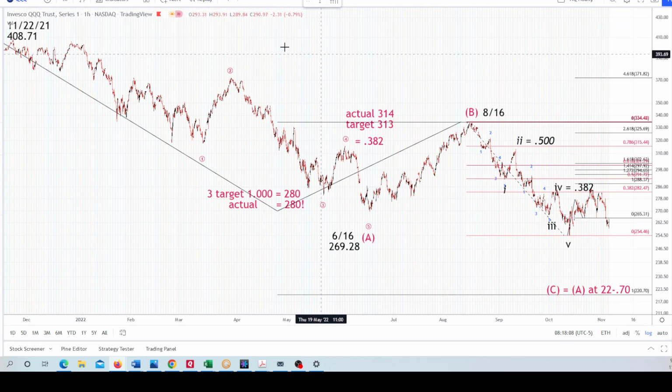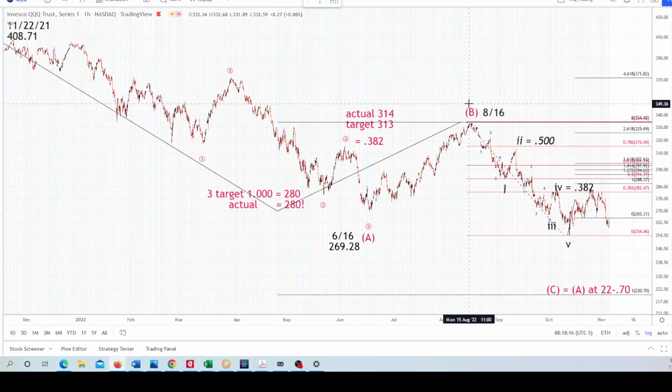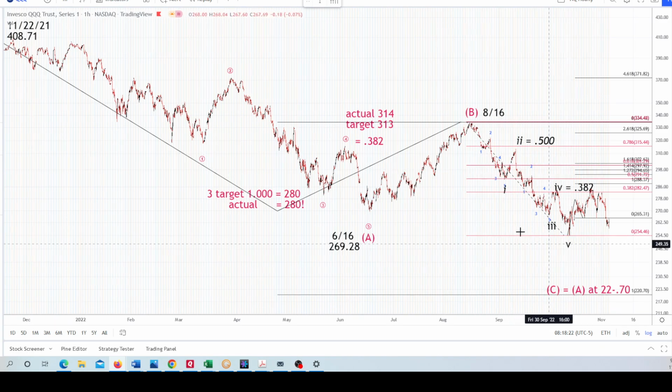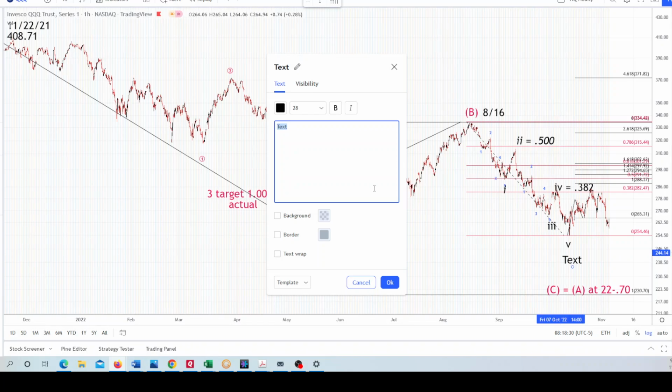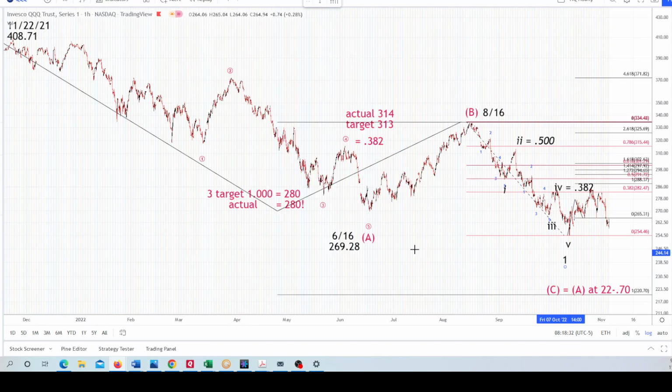Here we're looking at the Qs. You can see the all-time high in November of '21. 5 waves down for wave A down. 3 waves up for B. And here we start on C. And you can see we have 5 waves down for the first wave of C. Let me put that in there real quick. That will be a 1. There we go. And 2 up.